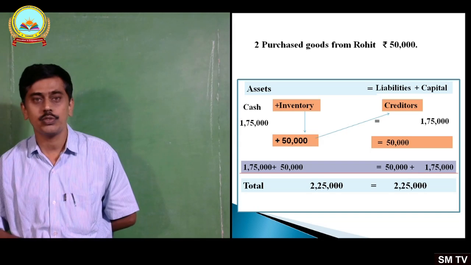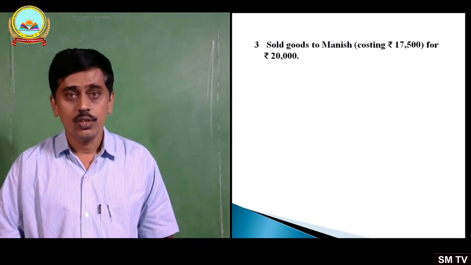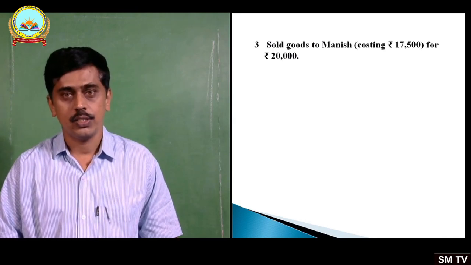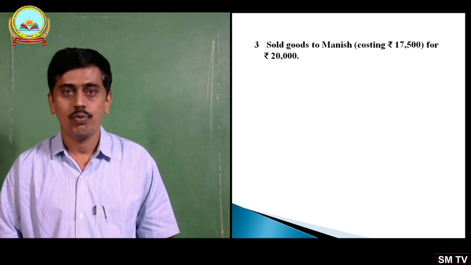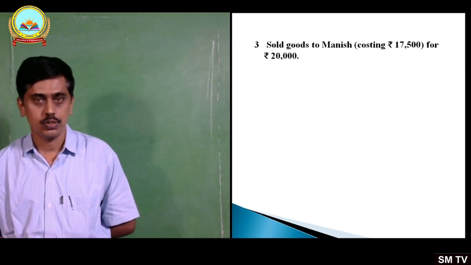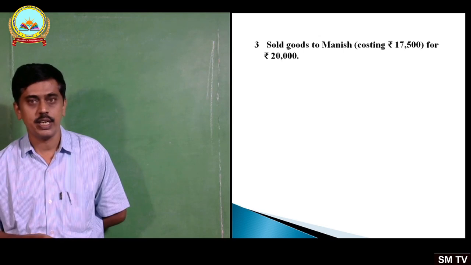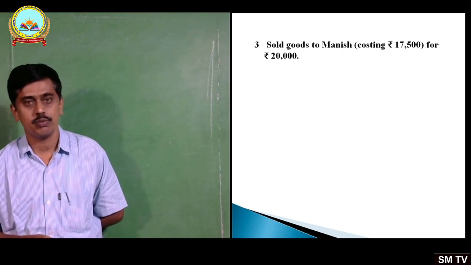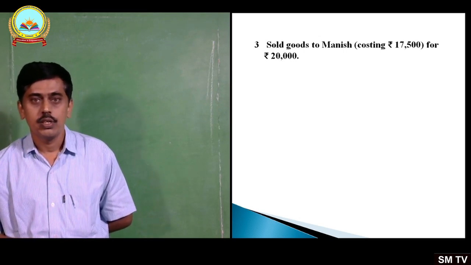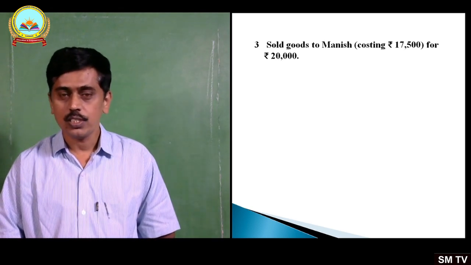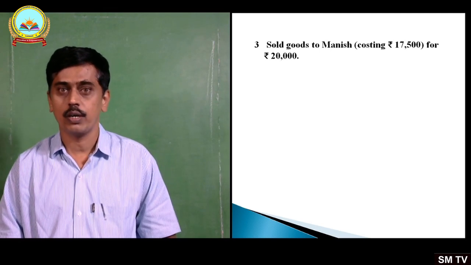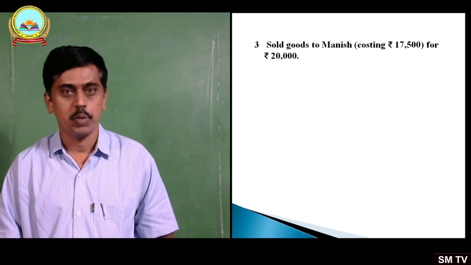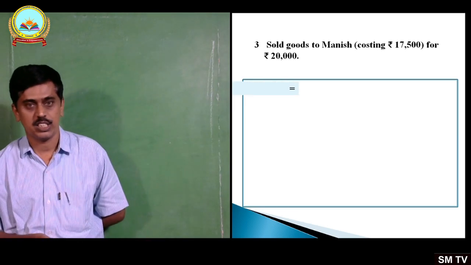Let me move on to see the third transaction very quickly. What is that third transaction? Sold goods to Manish costing rupees 17,500 for rupees 20,000. What type of transaction is it? Already we have seen it in the previous example, isn't it? Sold goods to Banu was there. Here, sold goods to Manish. So first write the accounting equation quickly.